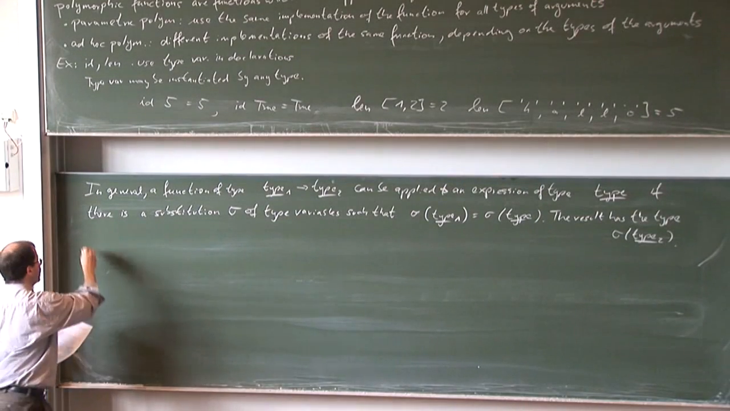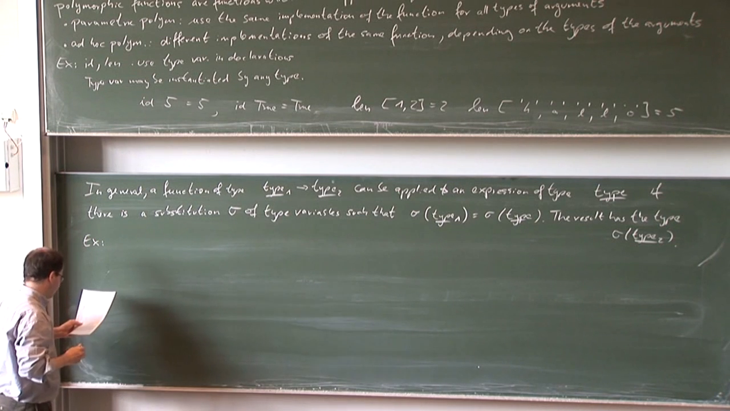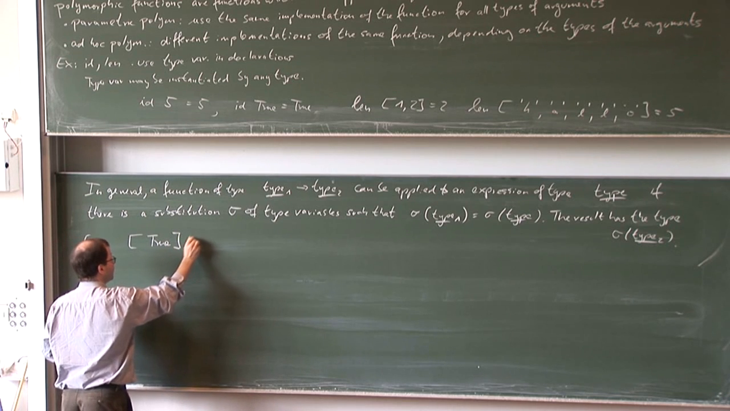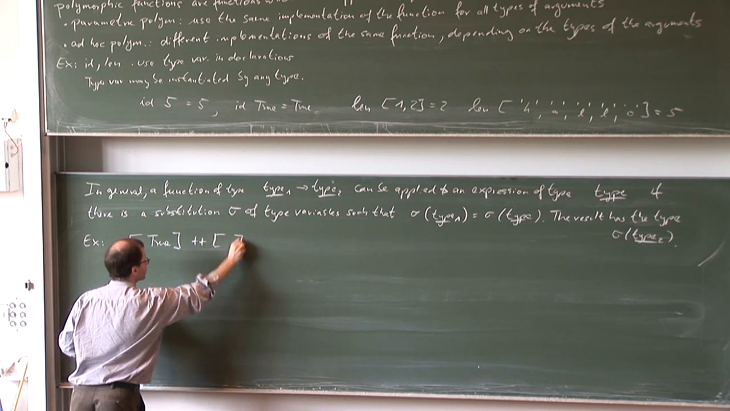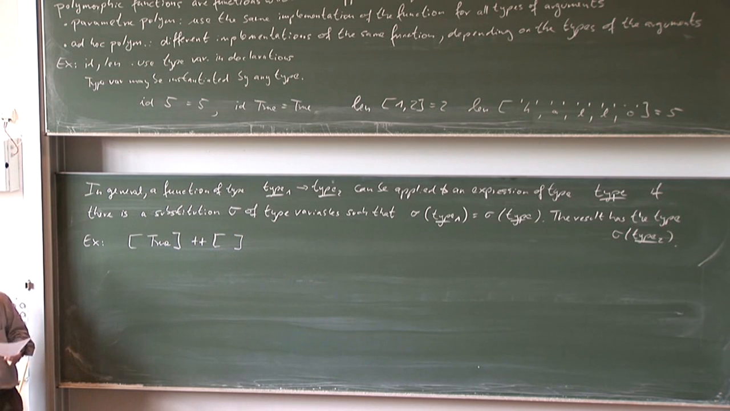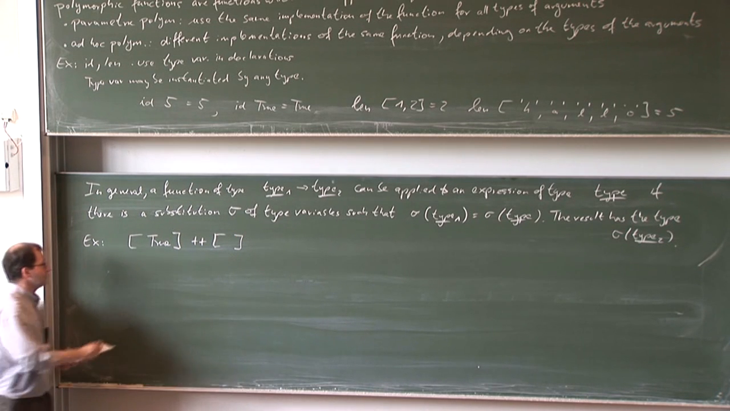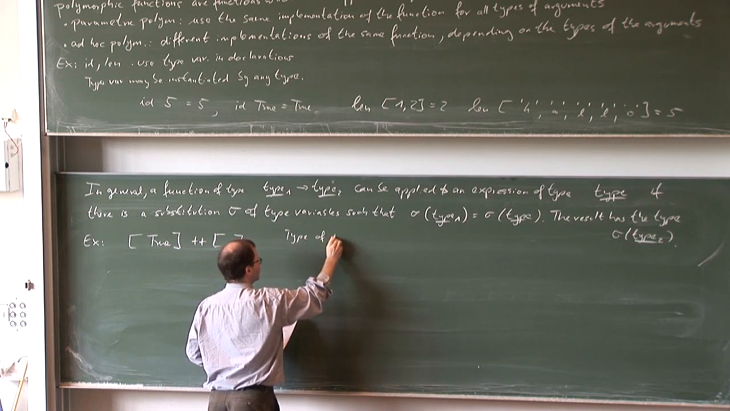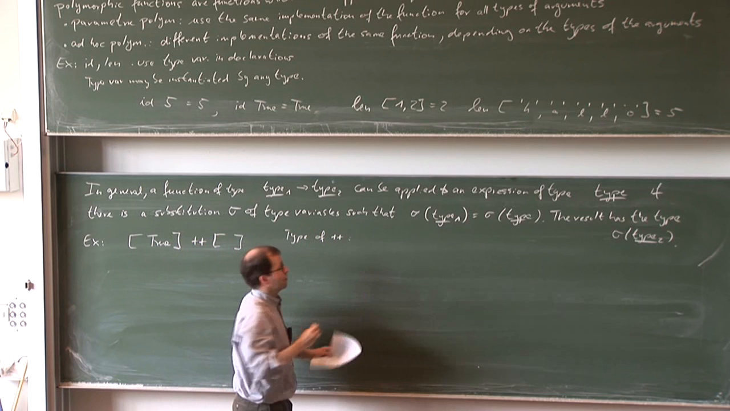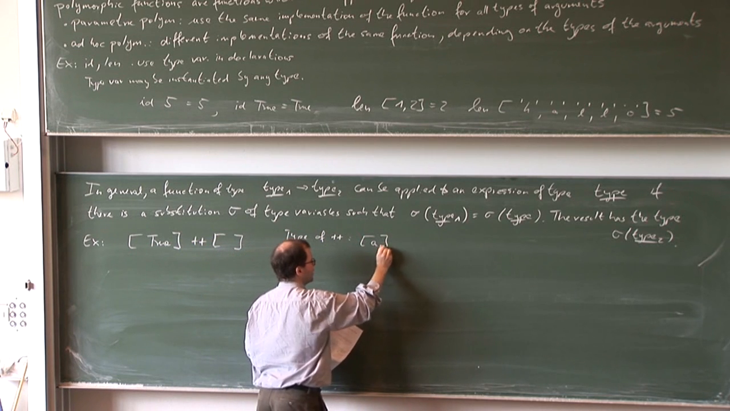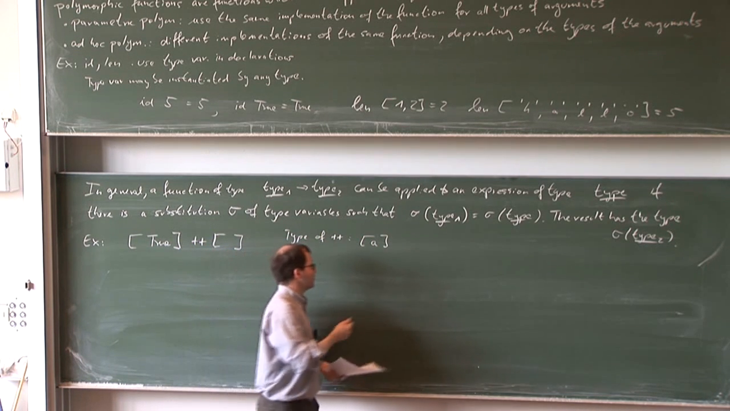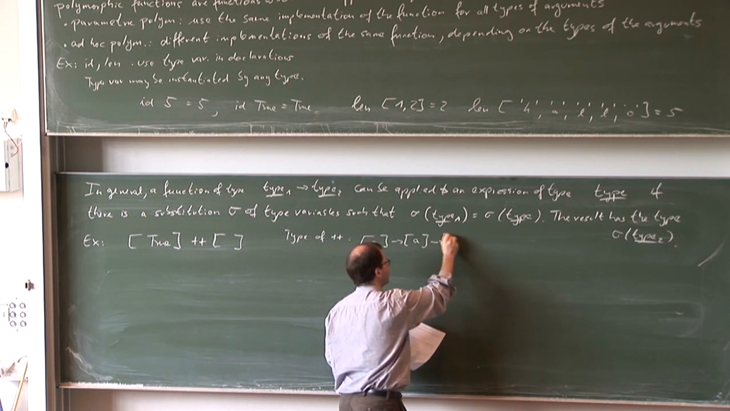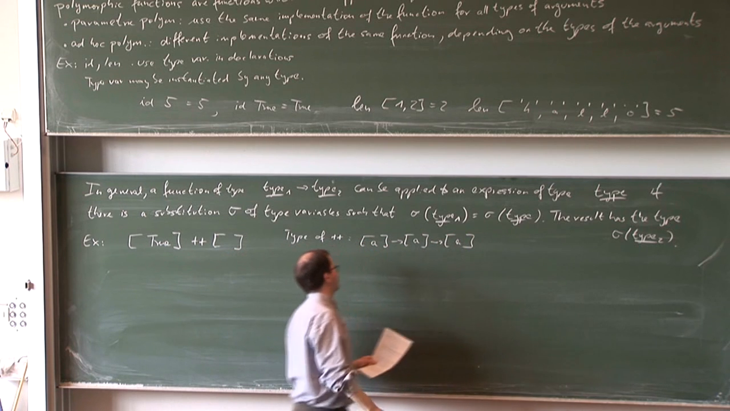So let's look at an example to illustrate this. Suppose we look at the following expression. The list of true should be appended to the empty list. Now, what are the types? The type of plus plus, we have seen this in the type declaration. It takes a list of arbitrary elements of type A and another list, elements must have the same type, and it returns a list of elements of the same type.